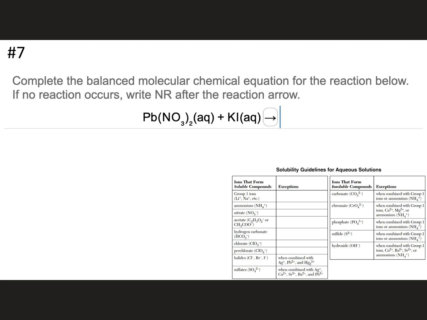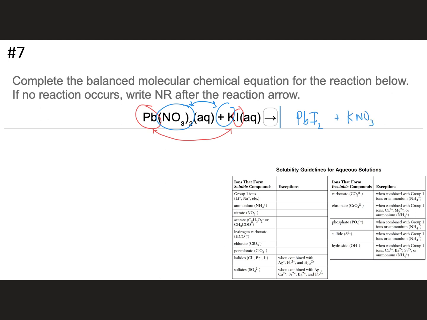I added in the solubility table so we could see what possible products would be. In general, one way to figure out possible products would be that the first and the last are going to come together, and then the two middle components are going to come together as well. Maybe I'll do that in blue so it shows up a little bit easier. So two possible products are lead iodide, and the other possible product is potassium nitrate.